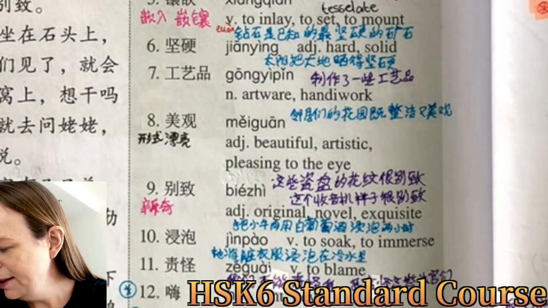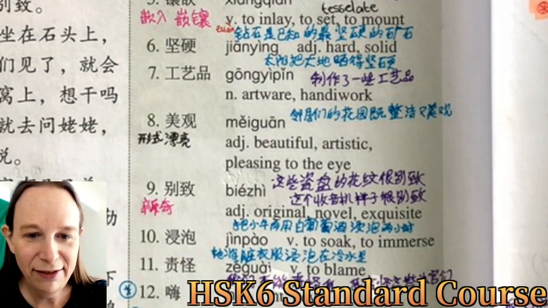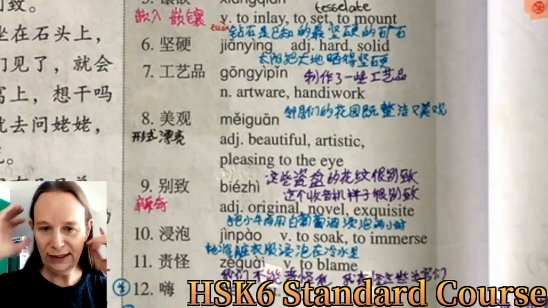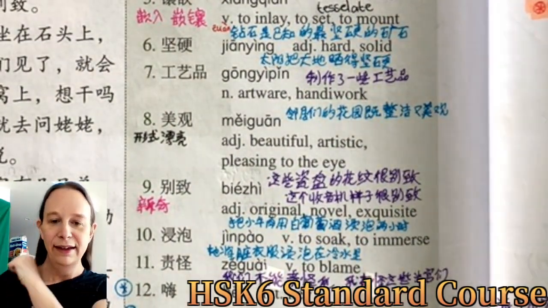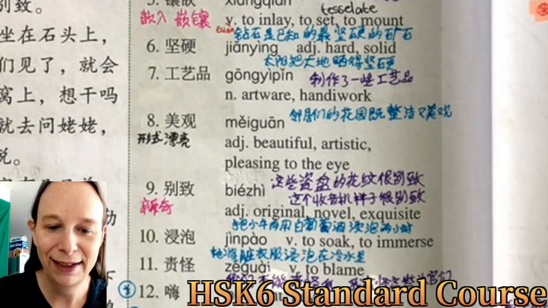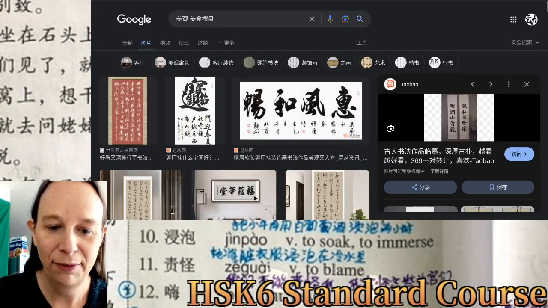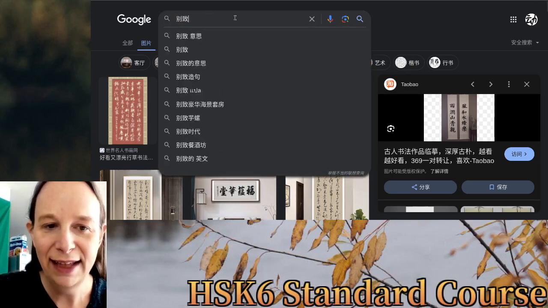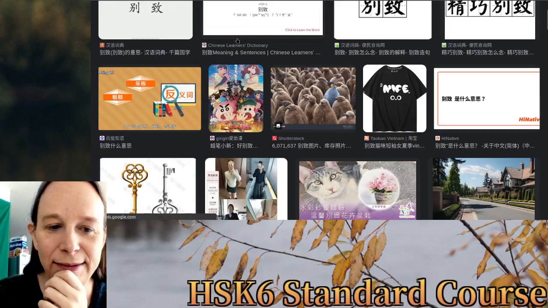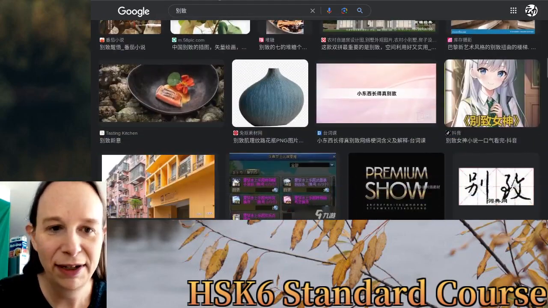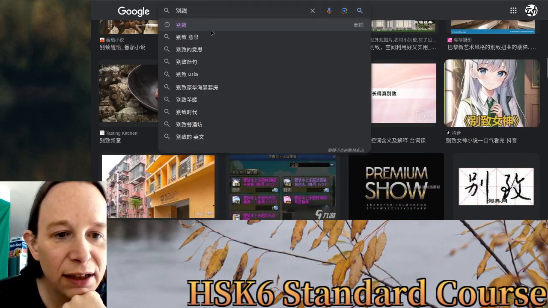Okay, next is 别具. It's another adjective, 别具, meaning like exquisite. 别具, what things are 别具? I don't know, we'll Google it and we'll find out. 别具. I think it's like works of art, really. Bieji. That didn't help very much. Bieji.